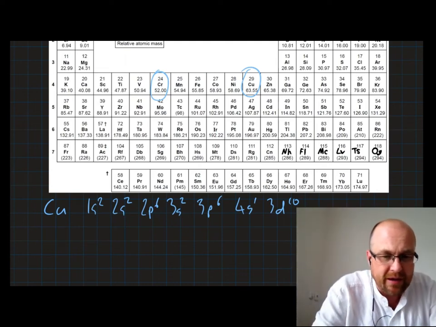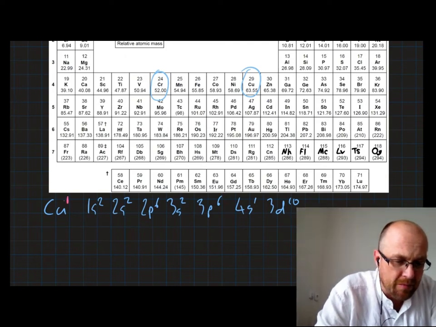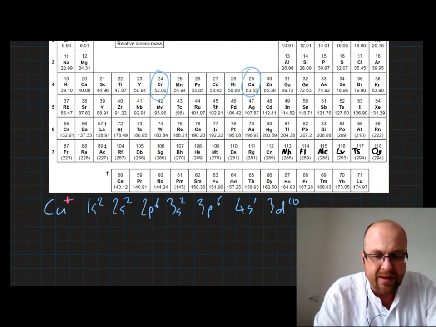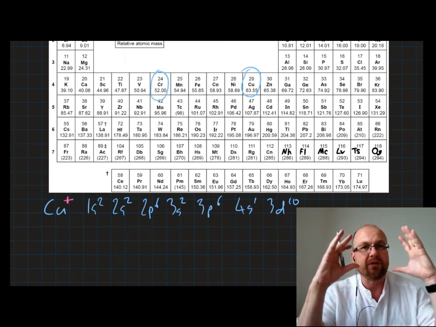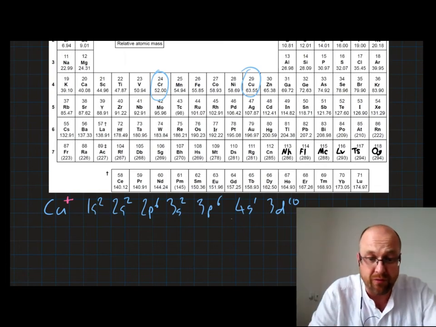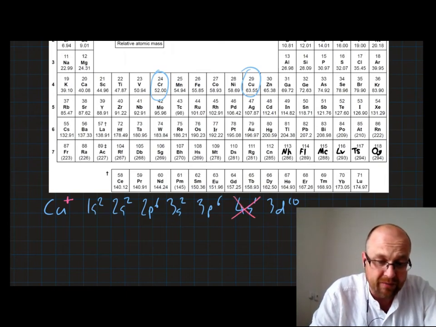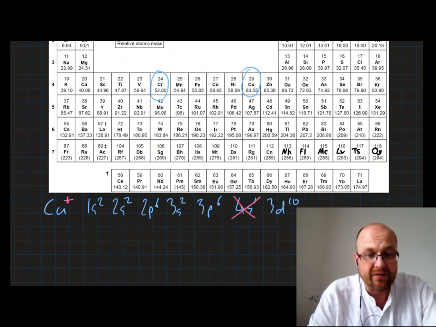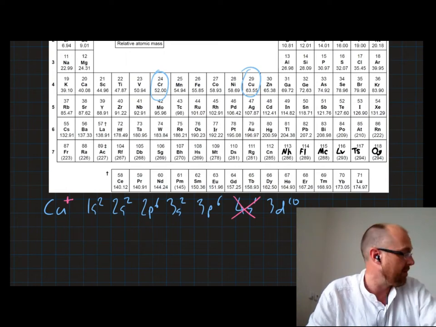All right, now I want to make it copper plus, which means I'm going to remove an electron. And there's 4 shells, 1, 2, 3, 4 shells. And you remove electrons from the outer shell first, which is the 4th shell. So that is gone. So that's the answer there, without that 4s1.